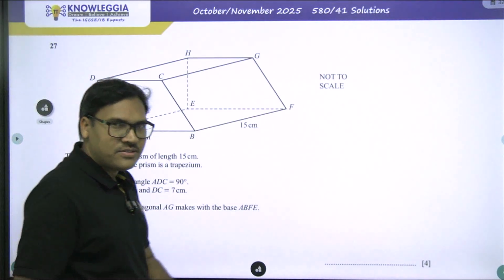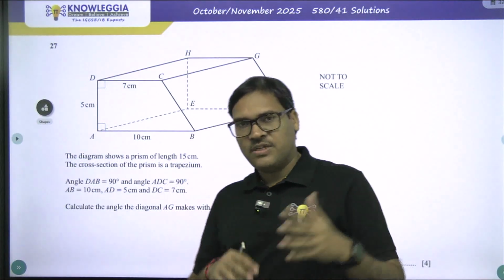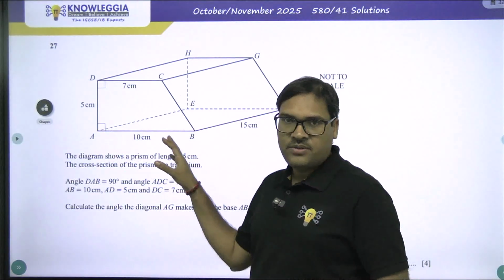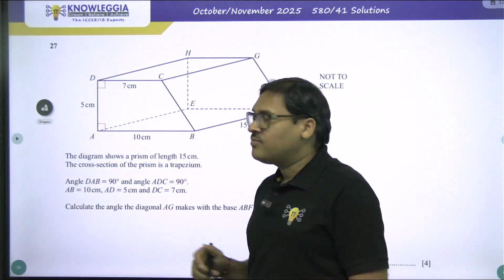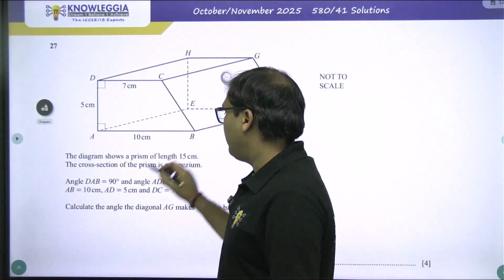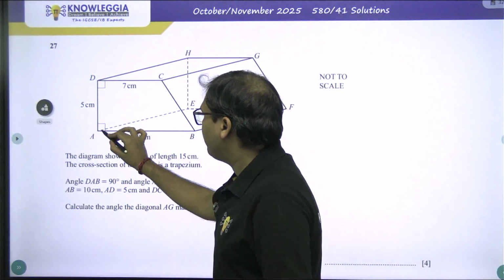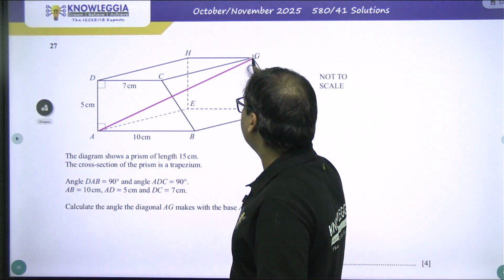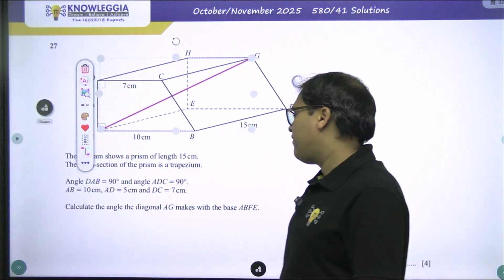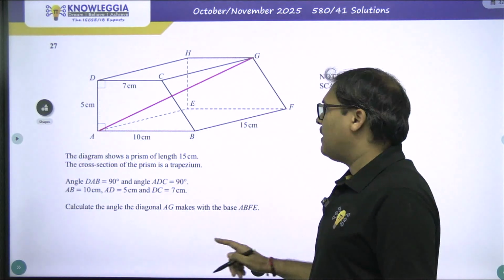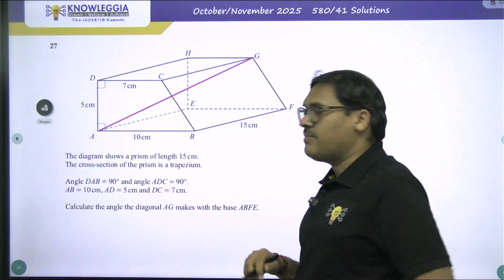The problem here is that this is not a question which has been asked in previous years, because this is a trapezium. It will not be a symmetric figure, right? So you see, we have to find the angle made by the diagonal AG. This is the diagonal AG, and you have to find the angle of this diagonal AG with the base ABFE.